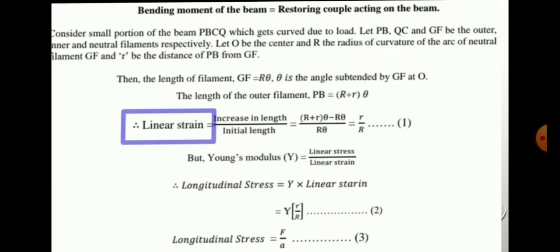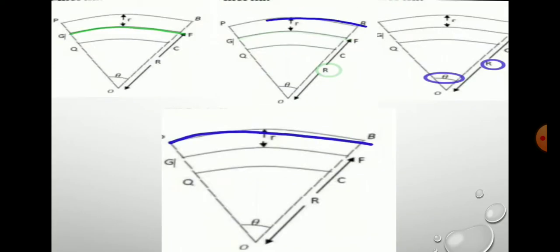Let us consider a small portion of the beam, ABGF QC, which gets curved when we apply the load. We divide it into 3 layers: one is the outer layer, another is the inner layer, and the middle layer is the neutral filament. Then O is the origin, R is the radius of curvature.